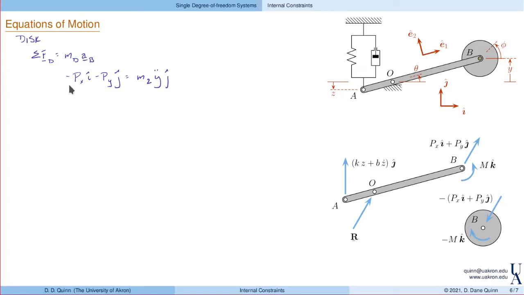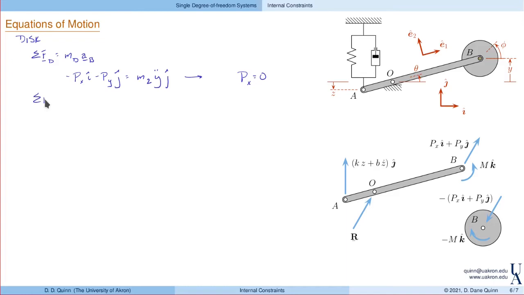And notice here that I have components in the I direction and components in the j direction. The j direction we're actually going to save for later. But just looking at the I component, I only have px on the left-hand side, and on the right-hand side I have 0. So immediately we see that px is equal to 0. There's no reaction force in the I component, again, for these linearized equations of motion.